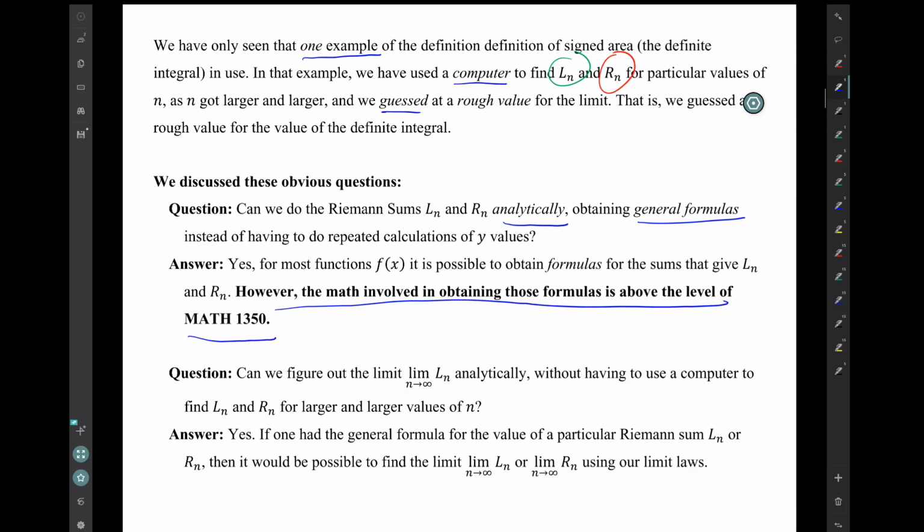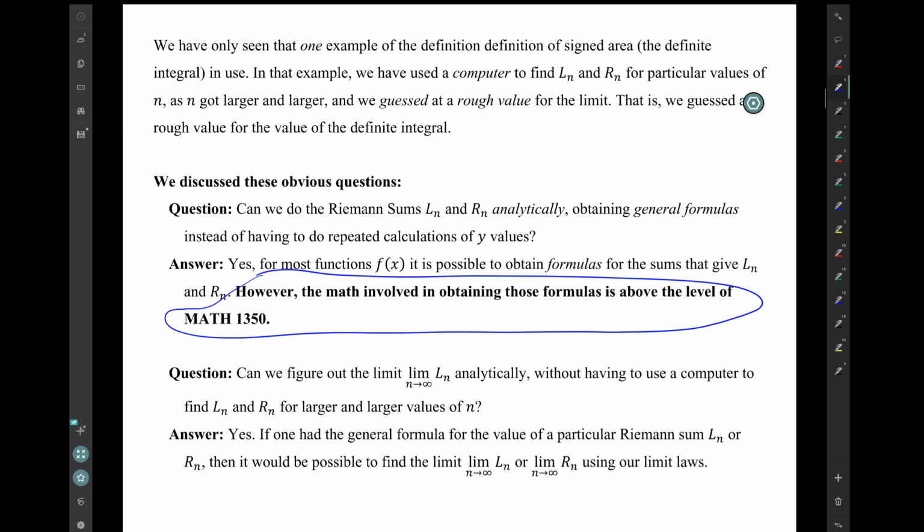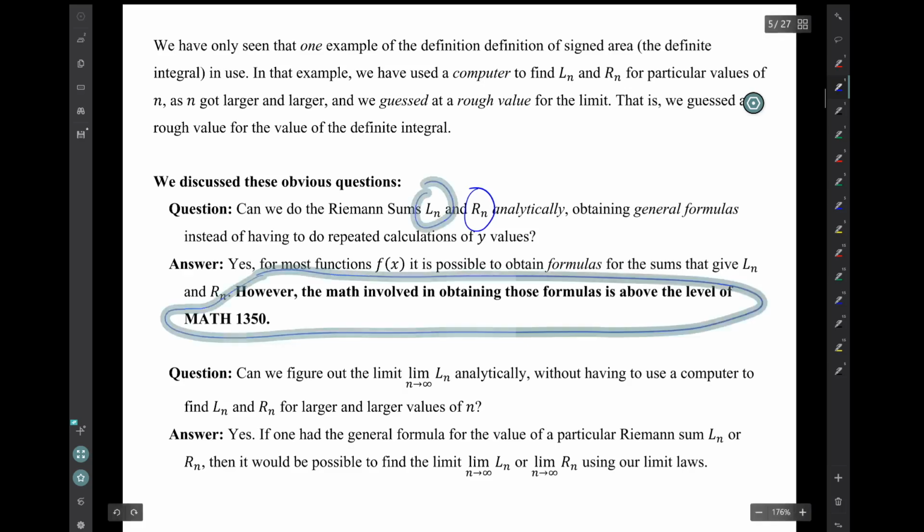And another question was, if we had those formulas, could we find this limit analytically without having to use a computer to find L_n and R_n for larger and larger values of n, like we did in that table above? The answer to that was yes. If we had the general formula for the value of a particular Riemann sum, L_n or R_n, then it would be possible to find the limit using our limit laws. But the holdup here is that obtaining those formulas for the Riemann sums, L_n and R_n, is above the level of this course.